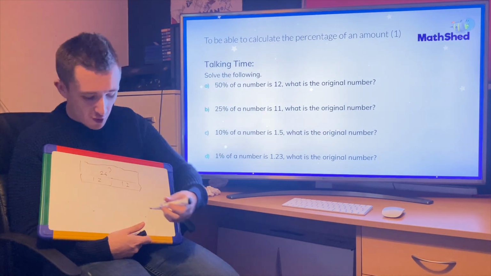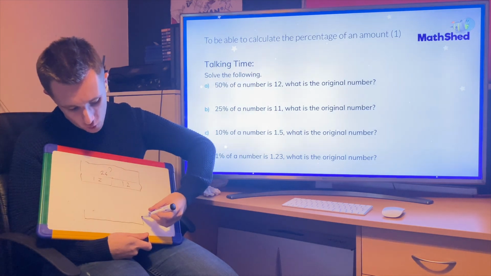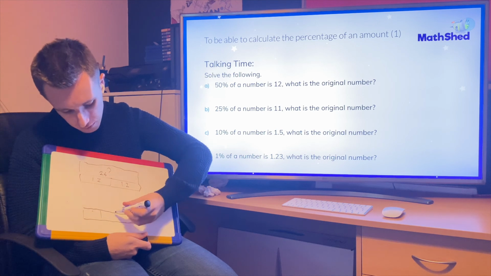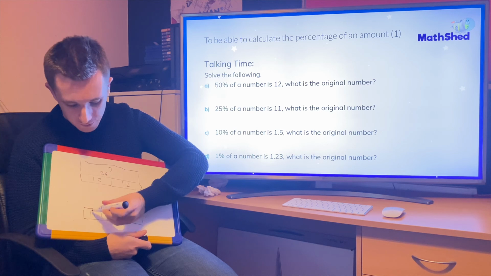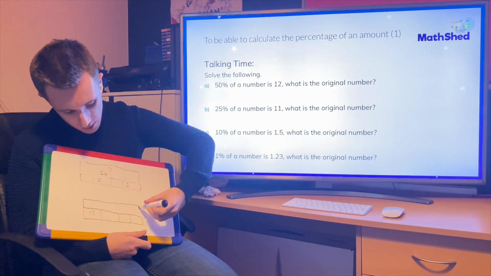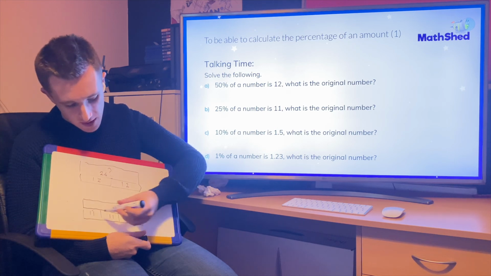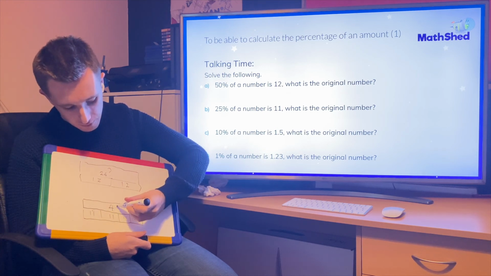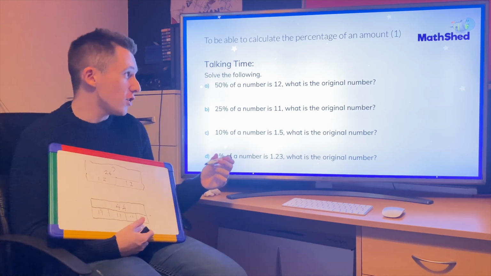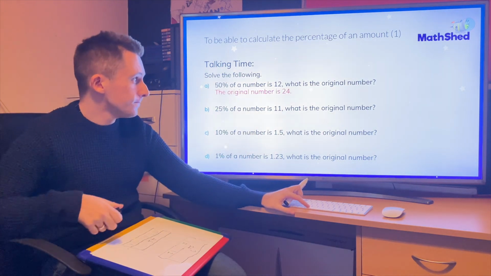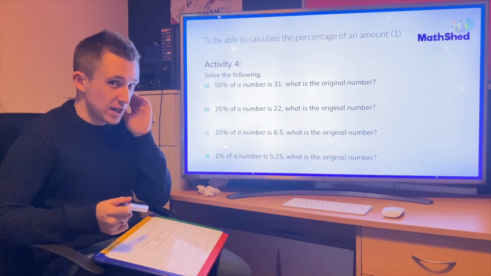The next one, 25% of a number is 11. So I'm going to have a box split into 4. 25% is 11. Well, if that's 11, then that must be 11, and so must that, and so must that. If I add them together, I get 44. Okay, have a go at the other two then. And then your activity is here, my group, and anyone that wants to have a go.